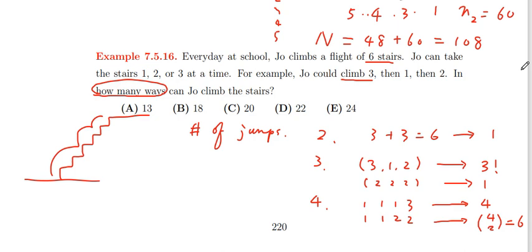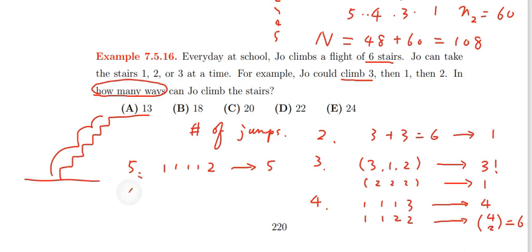So how about 5 jumps? We need 5 jumps. So could it be 1, 1, 1, 1, 1, 1, 1, 1, 2, right? Only this. So here, the same way, we have 5 ways. We put 2 in the 5 positions. So could it be 2, 1, 1, 1, 1, or 1, 2, 1, 1, 1, right? So we have 5 ways.